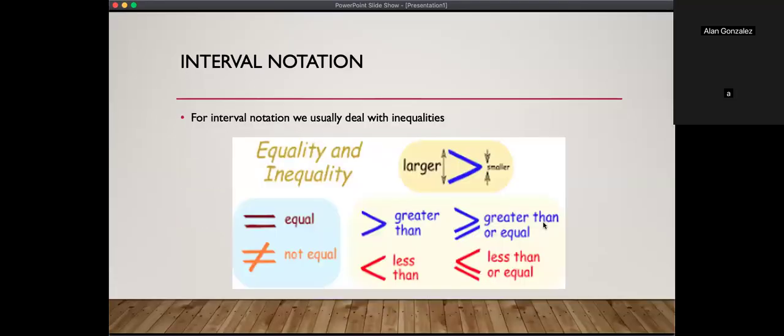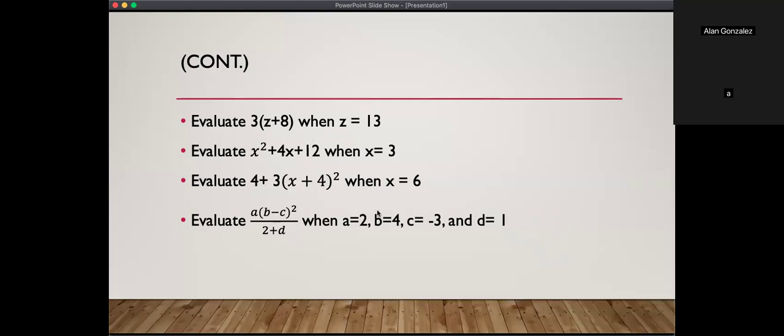So all we really have to do is just plug in whatever values it's telling us. So look at this one right here. It's saying 4 plus 3(x plus 4)^2 when x is equal to 6. So I plug in that 6 into that x, and I just do the math. 6 plus 4 is 10, to the power of 2 is 100, times 3 is 300, plus 4 is 304.